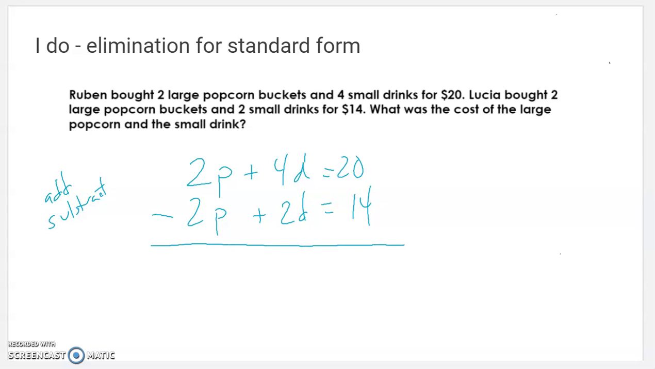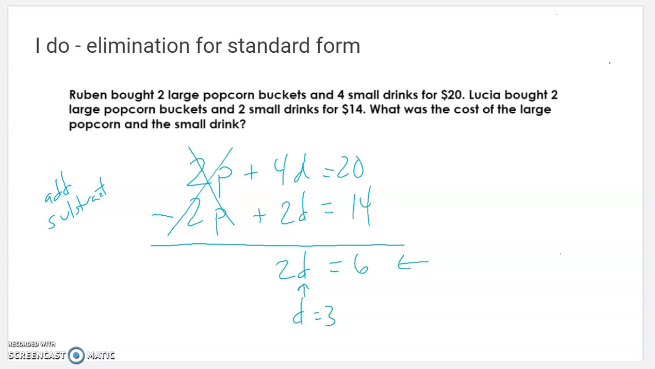I'm going to start from the right. 20 minus 14 is 6. 4D minus 2D is 2D. And 2P minus 2P is 0. No more P in the bottom one. It's been eliminated. And look what I did. Now I ended up with an equation with only one variable, where it's very easy to figure out the cost of a drink is $3.